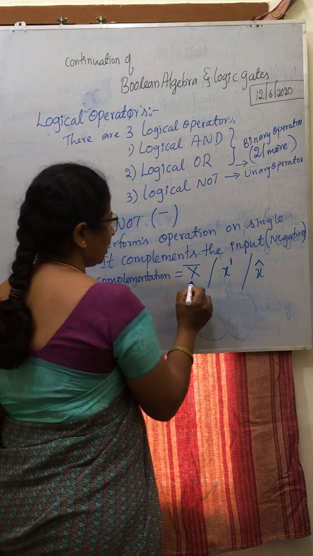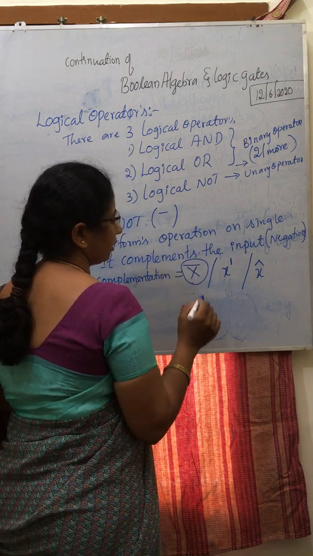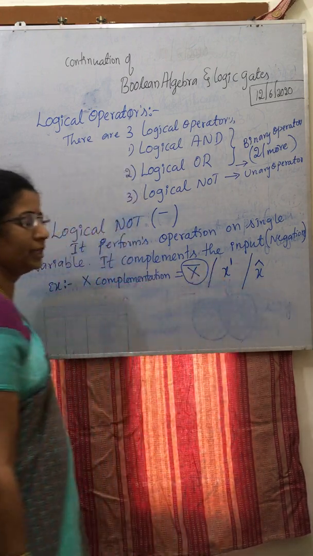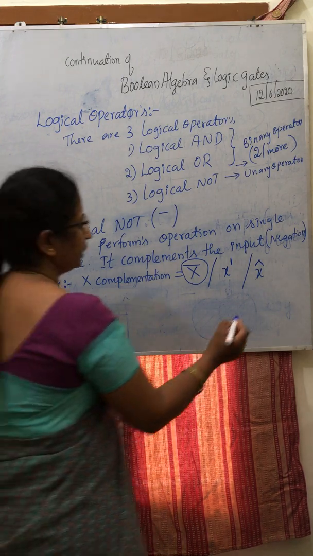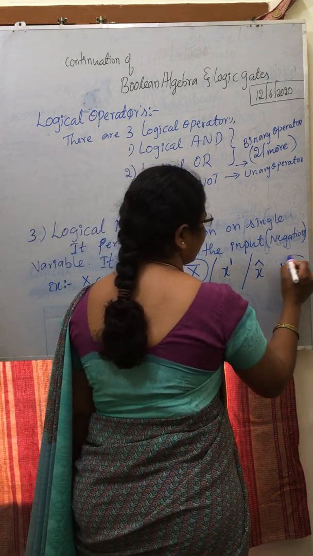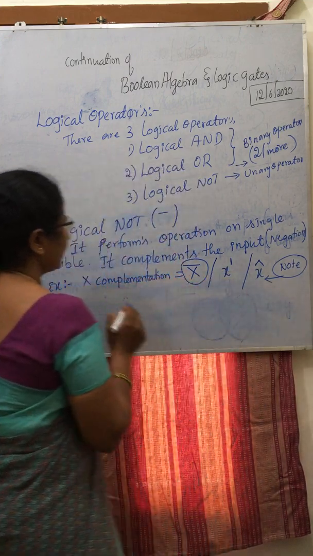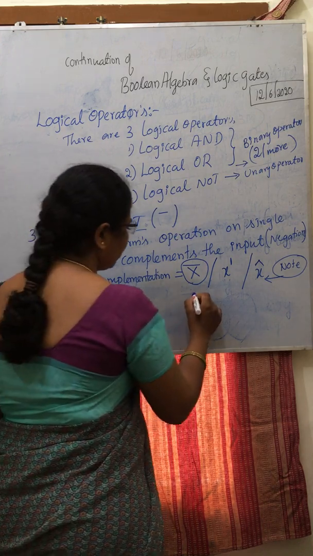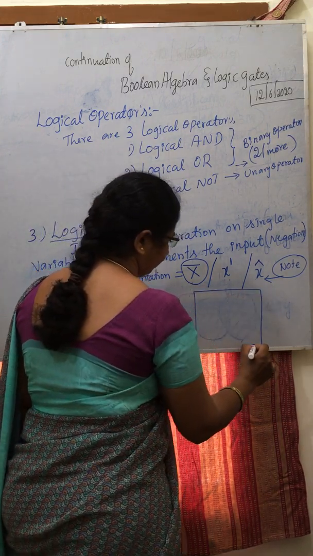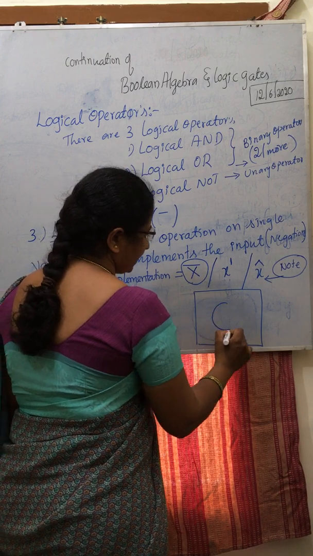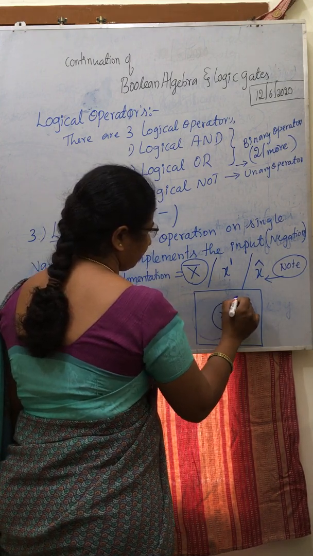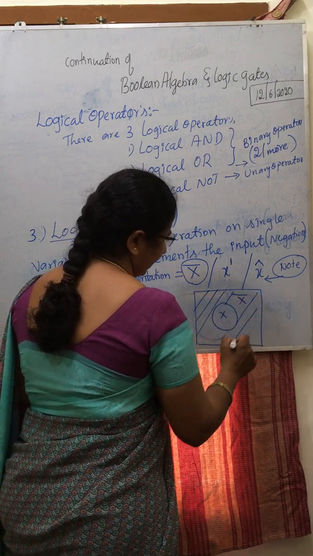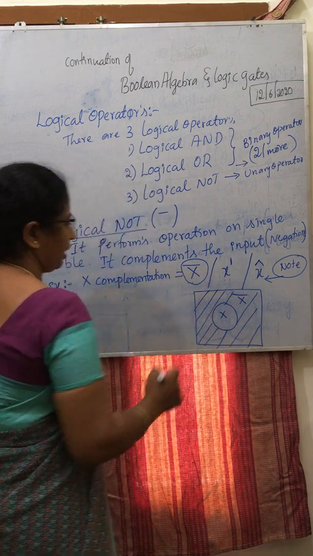So here generally we are going to prefer this one. In the theory exam, it is possible that any one of these possibilities may come. Make a note of this. This is very important. Don't get confused. All three are the same as the logical NOT operator symbol. Then how to represent this one in the Venn diagram? The value which is present in X is not present in X bar.